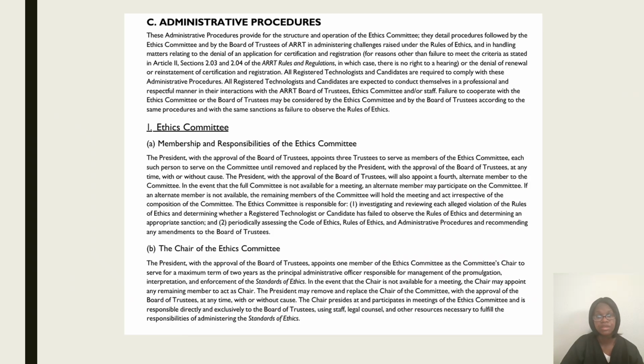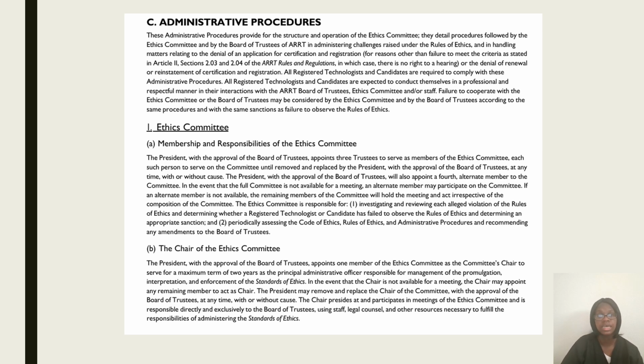Now, for the administrative procedures, this information is pretty much going to just tell you that there are ethics committees and the chair of the committees that will review any type of violations that have occurred with anyone who is registered through ART. So this is what this information is saying. You can pause the video and read it, or you can go to the ART website and read it.